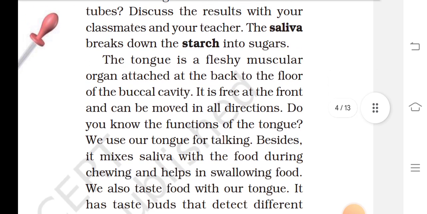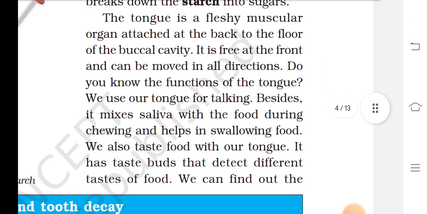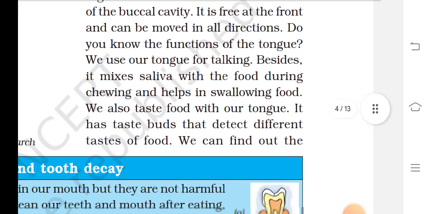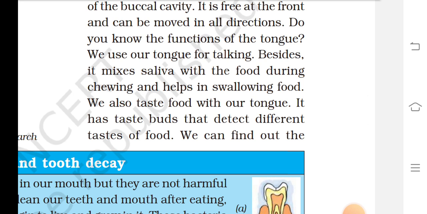The saliva breaks down the starch into sugar. The tongue is a fleshy muscular organ attached at the back to the floor of the buccal cavity. It is free in the front and can be moved in all directions. Do you know the function of the tongue? We use our tongue for turning food besides chewing, and it helps in swallowing food.